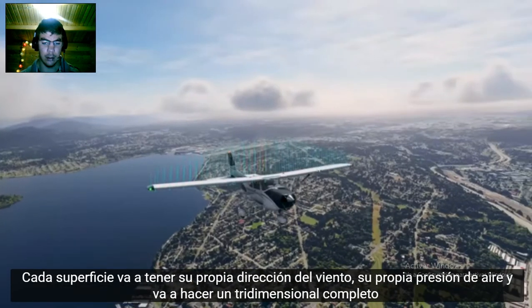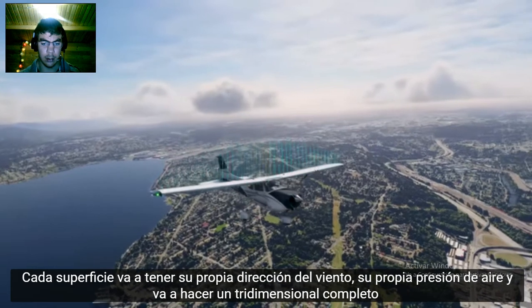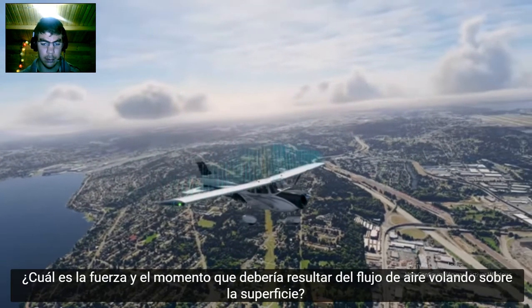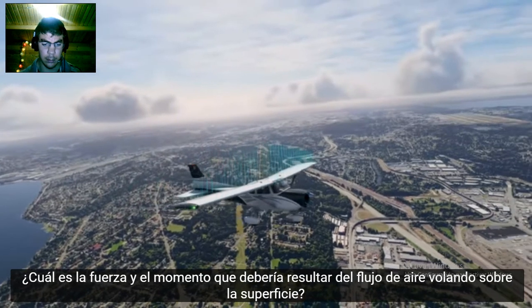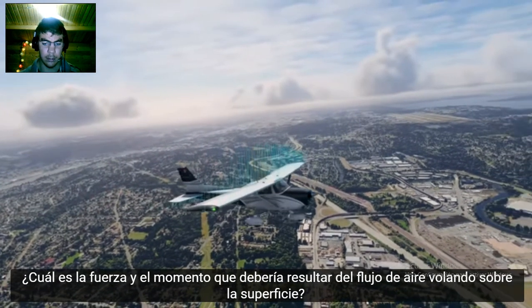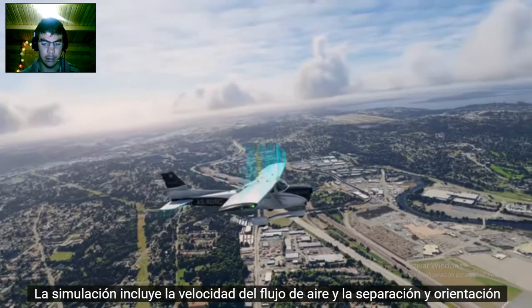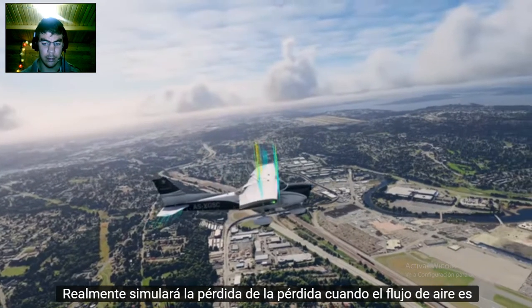Each surface is going to have its own wind direction, its own air pressure, and it's going to do a full three-dimensional calculation to compute what is the force and moment that should result from the airflow flying over the surface. This simulation includes the airflow speed and detachment and orientation. It will realistically simulate stall.